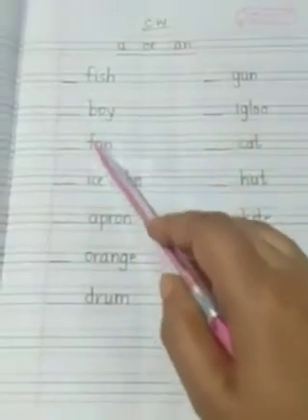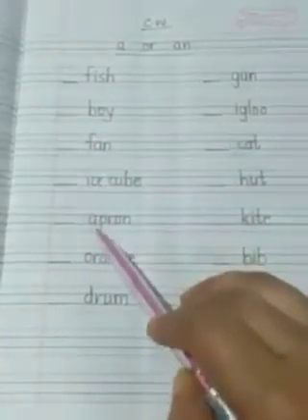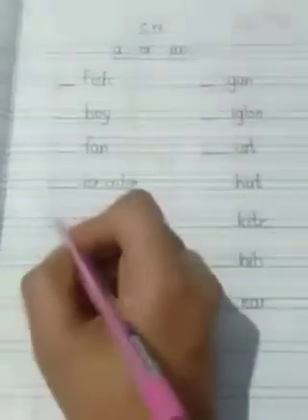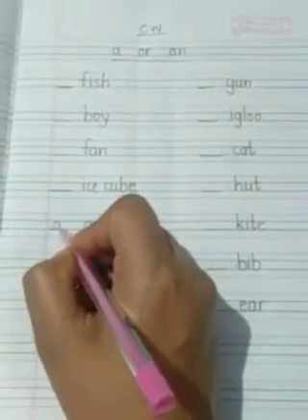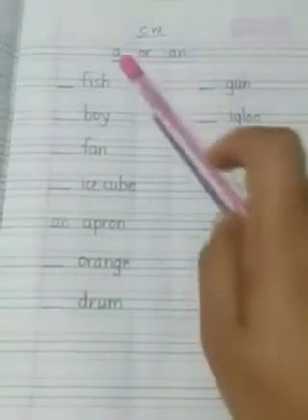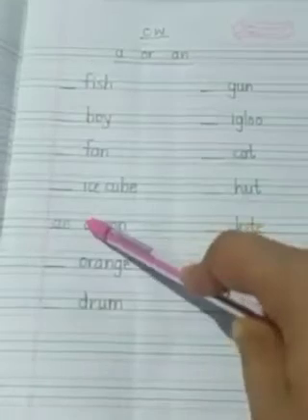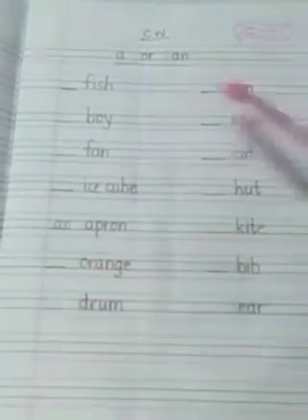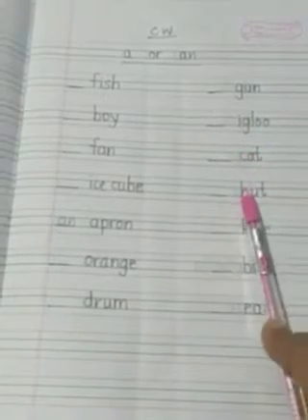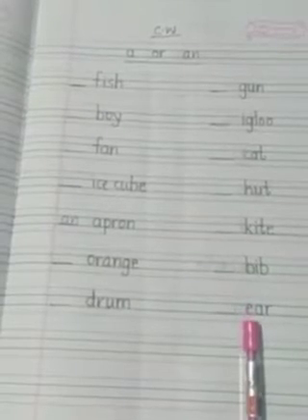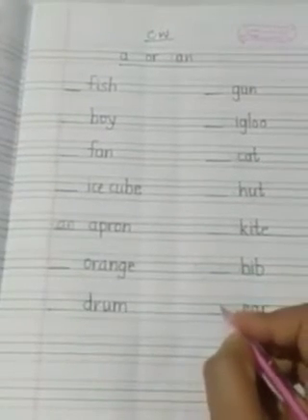A, A, A. That means A for apron. So we will put a and an here. An apron. Then the next vowel is A, E. E, E, E. An ear.